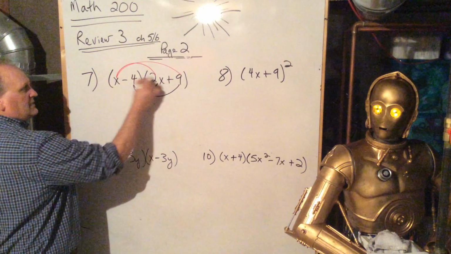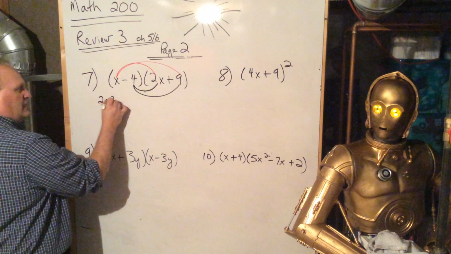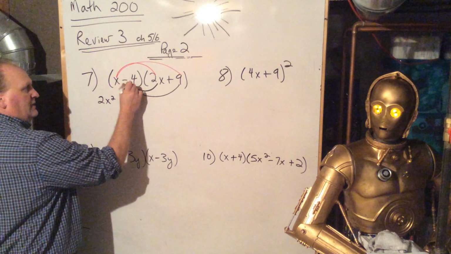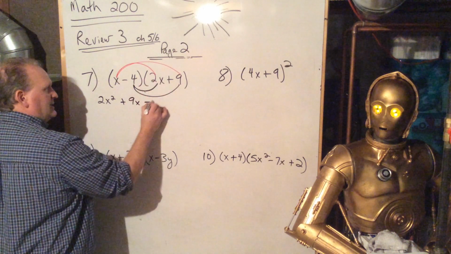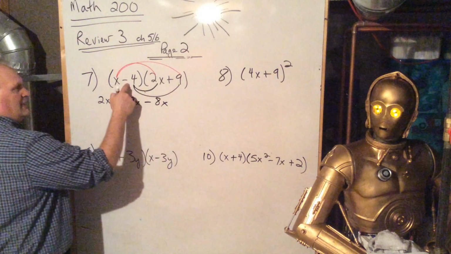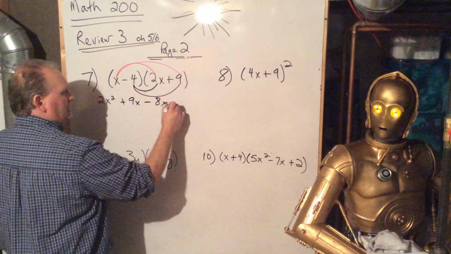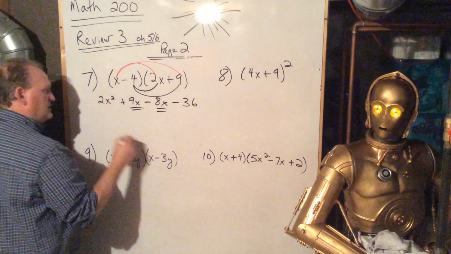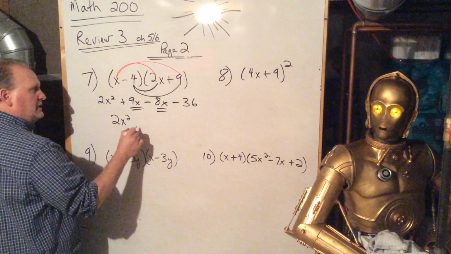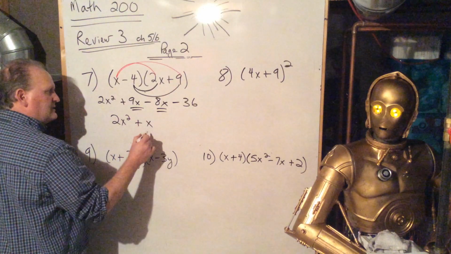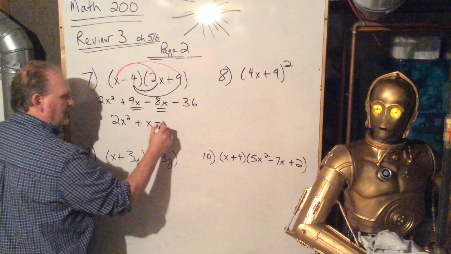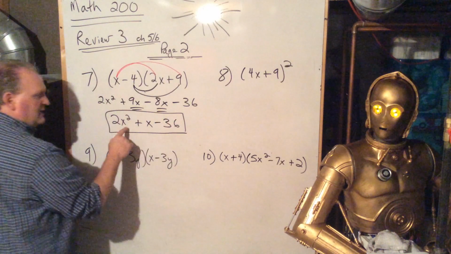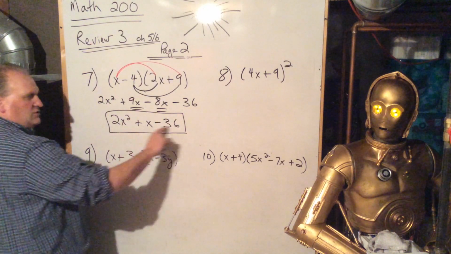So let's see, x times 2x, 2x squared. X times 9, 9x. Negative 4 times 2x, negative 8x. And negative 4 times 9, negative 36. Then we combine like terms. So we have 2x squared plus x, or 1x if you'd like, minus 36. And that's our answer. So this is a second degree trinomial.